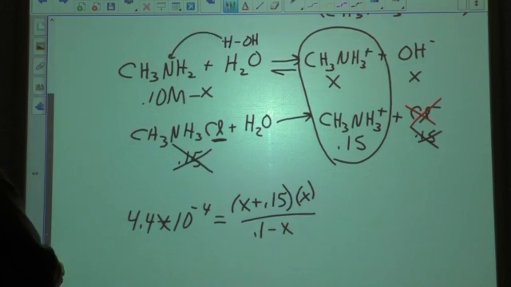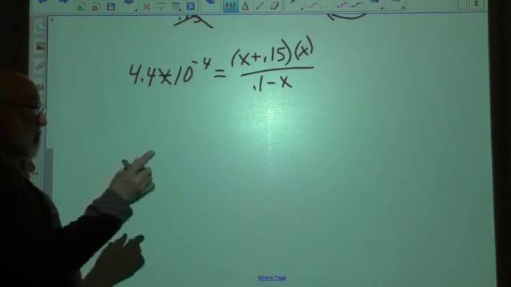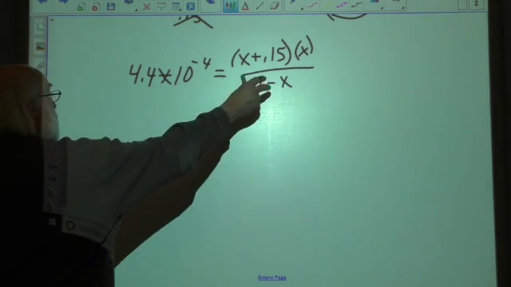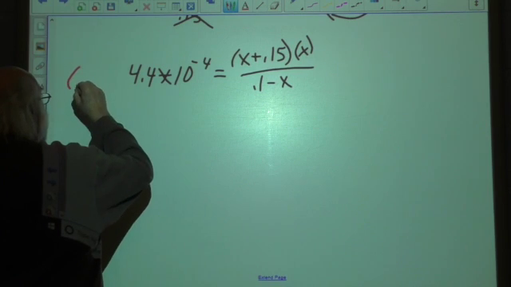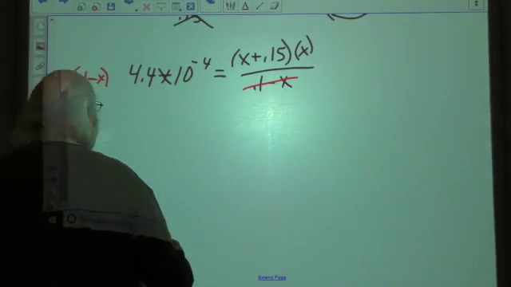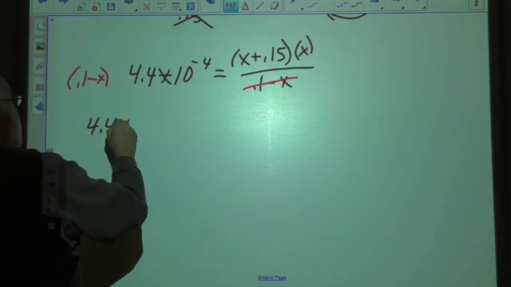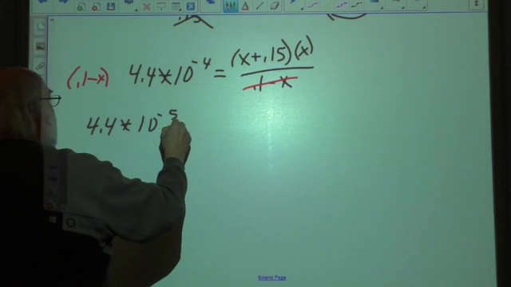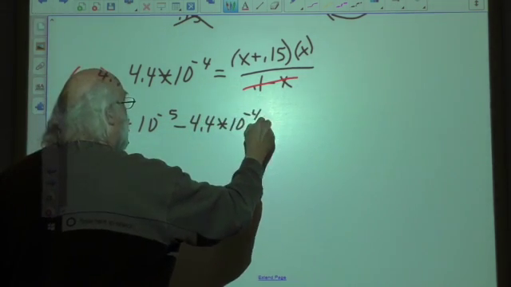Now we play the math game. Not the match game, the math game. So we're going to multiply 0.1 minus x to both sides. That cancels out. This is really easy to do in my head here. This is 4.4 times 10 to the negative 5 minus 4.4 times 10 to the negative 4x.